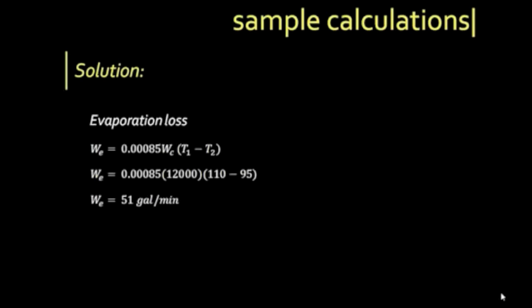WE, or the evaporation loss, is equal to 0.0085 times 12,000 times 100 minus 85. Upon calculating the numbers, we'll come up with 51 gallons per minute as a result.